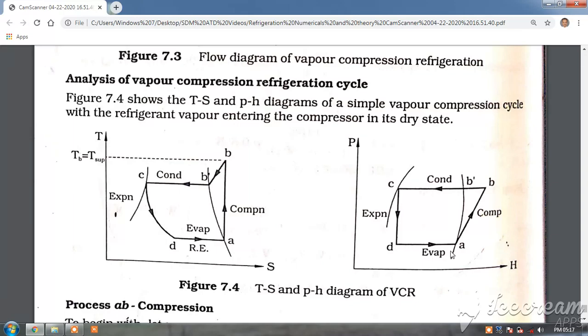So you can understand. And these are all enthalpies here. For A, B, C and D, the enthalpy values are given here. So in the actual pH diagram, you will have the enthalpies, and you can see these enthalpies. These enthalpies are very important for all your calculations. Now we will go to the important formulas in the vapor compression refrigeration cycle, so that you will be able to solve the numericals very easily.